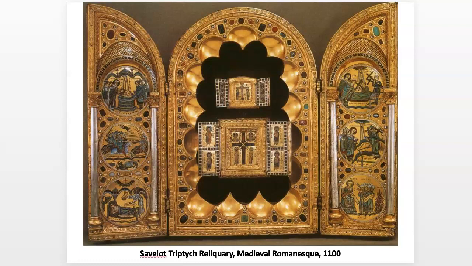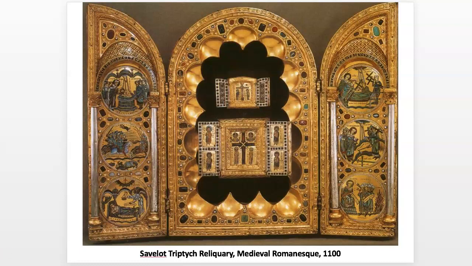The larger of the three triptychs, three panels, depicts the cross with Constantine and his mother, and then two archangels above and four saints. So that's what's going on in this one right here. Let's see if we can have a closer look.